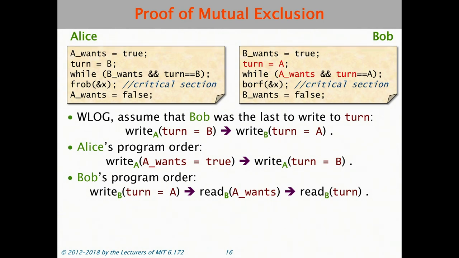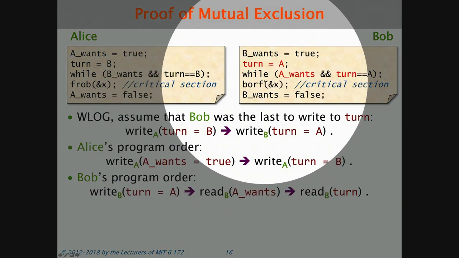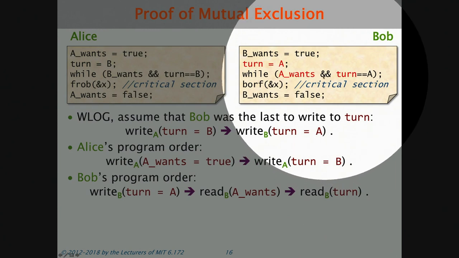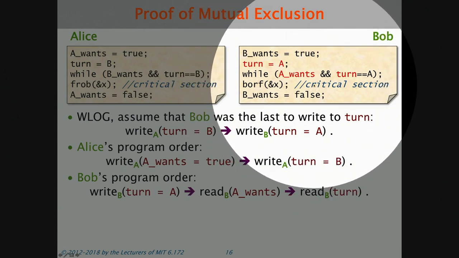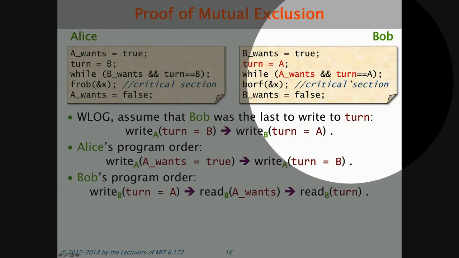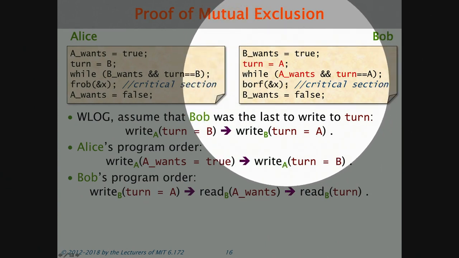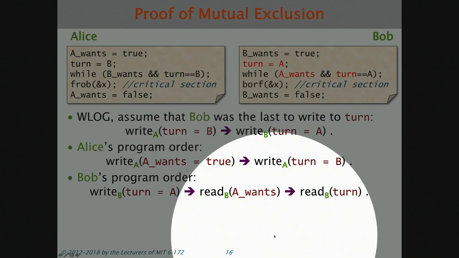Okay, and Bob's program order says, well, I wrote turn to A. So Bob wrote turn equals A, and then Bob reads A wants once, and then he reads turn. The second instruction here is basically a conditional: we check this, and if that's true, then we do this. So this turn equals equals A, that's reading turn and checking if it's A, happens after A wants. So that's why I get these three things in order. Does that make sense?